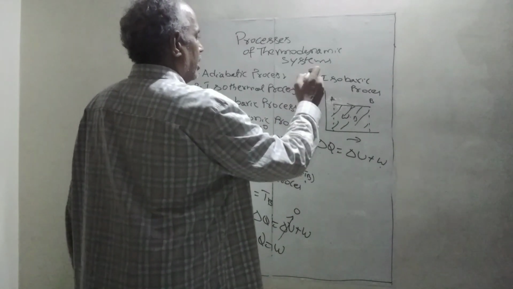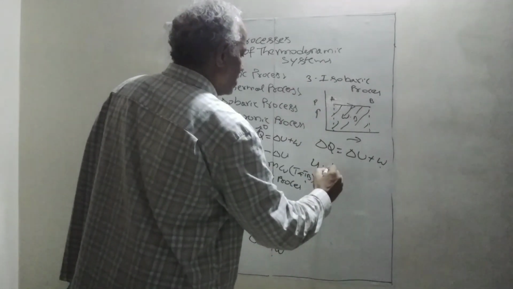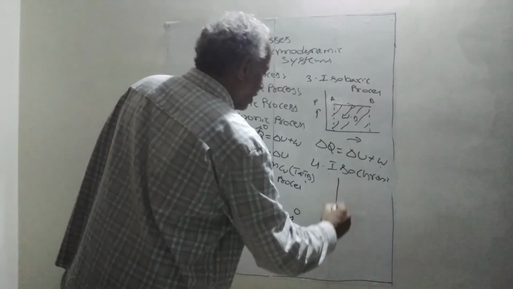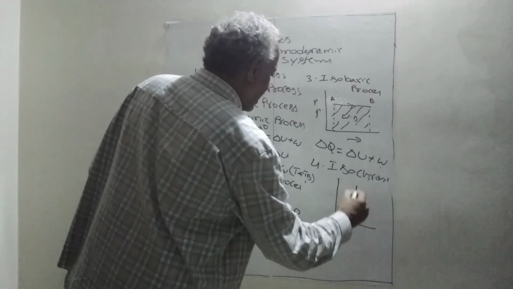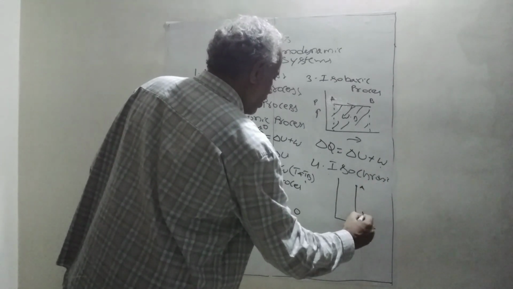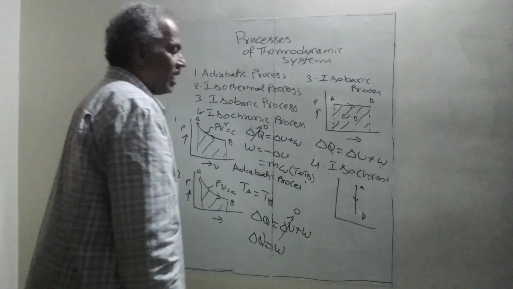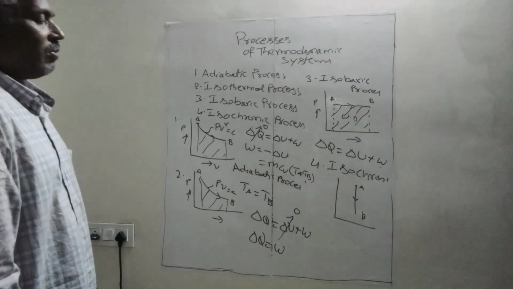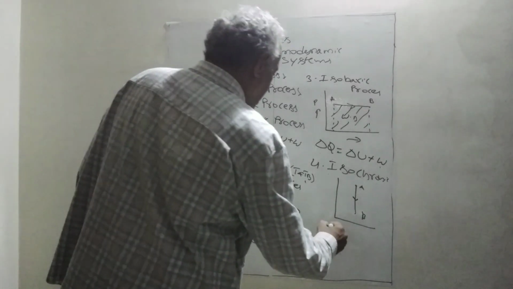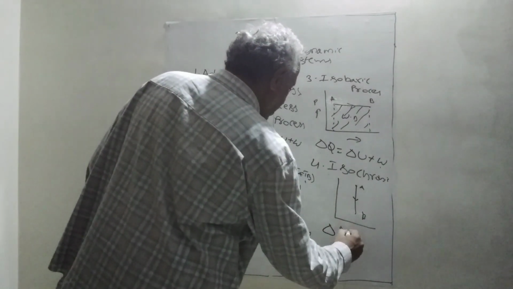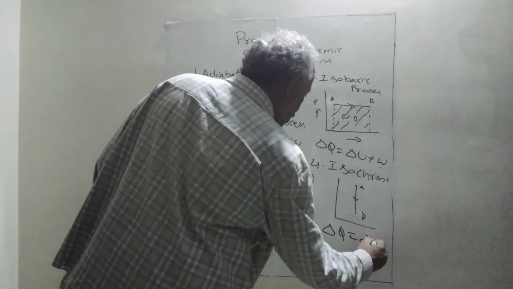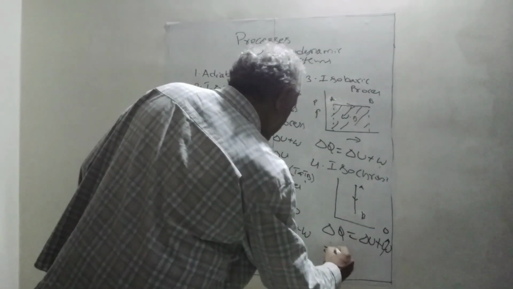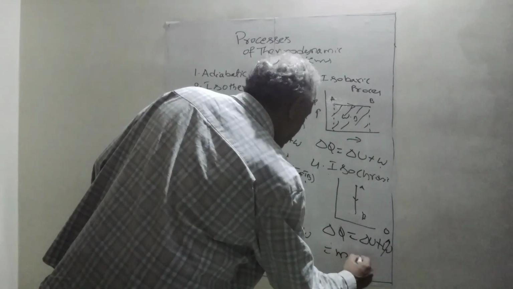And the fourth one is isochoric process. If you draw the PV diagram, it's a straight line AB, and in this case there is no change in volume, so the work done is 0. And if you apply the first law of thermodynamics, delta Q is equal to delta U plus W, and W is equal to 0. So this is equal to mCV into (PB minus PA).